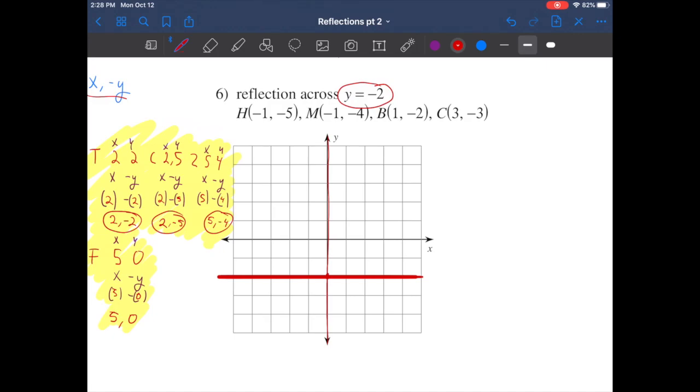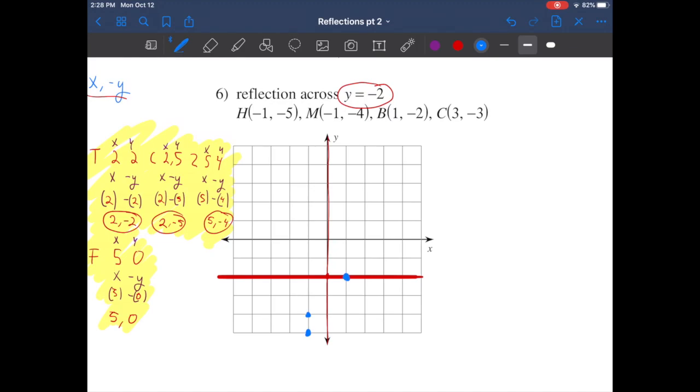Now, let's plug in our original point. We're going to do this in blue. So we have negative 1 and negative 5. 1, 2, 3. That's right here. We have negative 1 and negative 4. Should be right there. We have 1 and negative 2, which is right there.